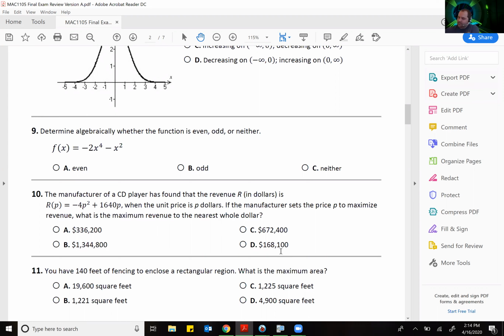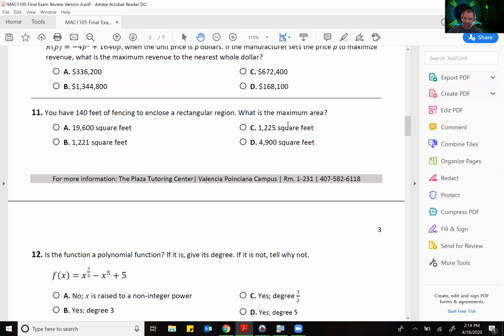All right, number 11. And again, this one is coming from 4.4 as well. It says you have 140 feet of fencing to enclose a rectangular region. What is the maximum area? So again, I see maximum. They're asking about the vertex.